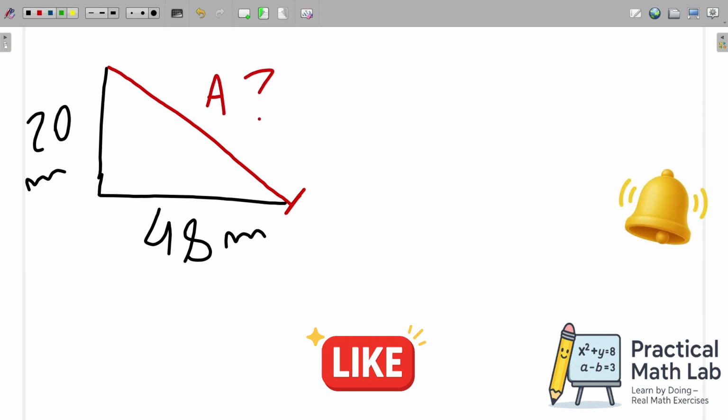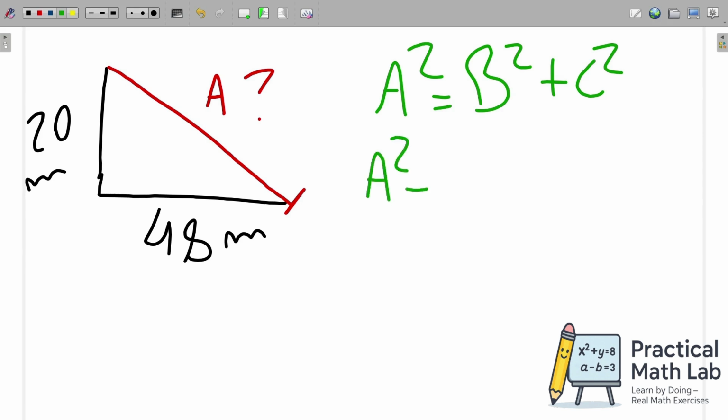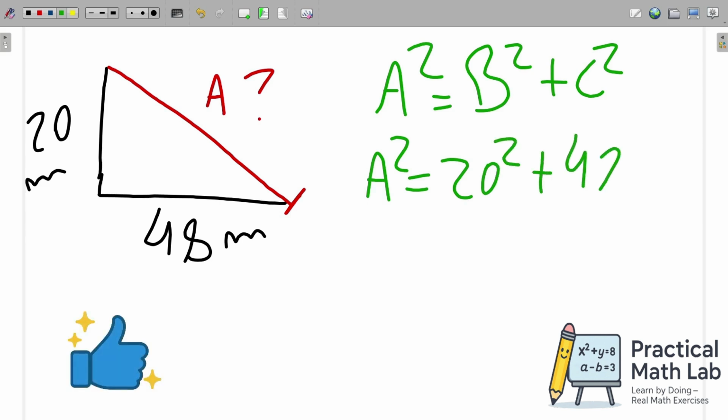Let's calculate it here using the Pythagorean Theorem, which states that a squared equals b squared plus c squared, where a is the hypotenuse and b and c are the legs. So the sum of the squares of the legs equals the square of the hypotenuse. So substituting the values, we get a squared equals 20 squared plus 48 squared.